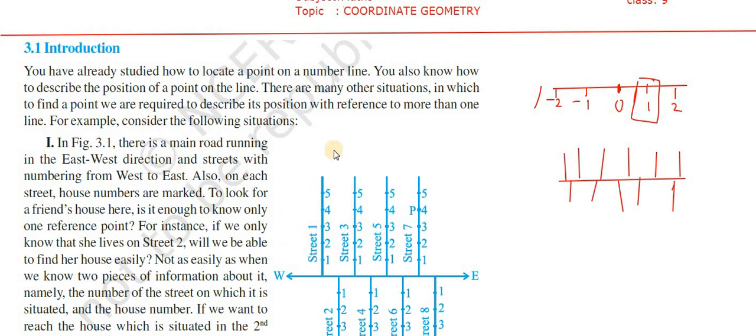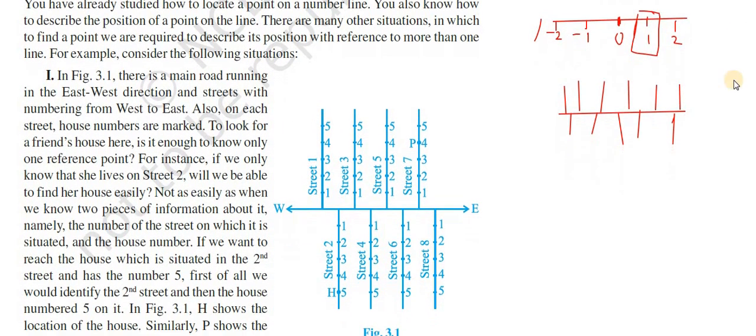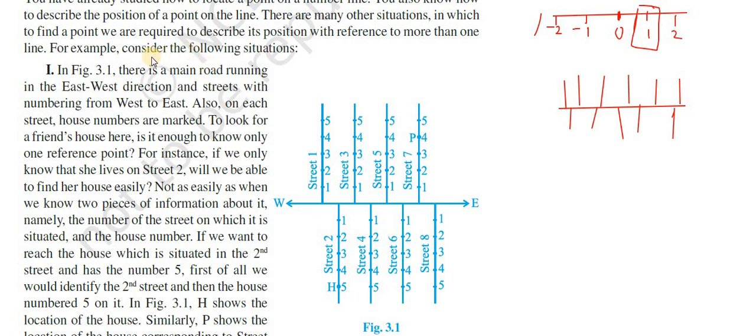So here they give an example. Consider the situation in figure 3.1. There is a main road running from east to west. So this is the main road running from east to west, and the streets are numbered from west to east: this is street 1, street 2, street 3, street 4. Also, on each street, house numbers are marked, isn't it?